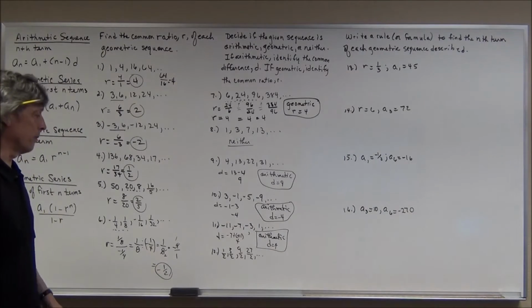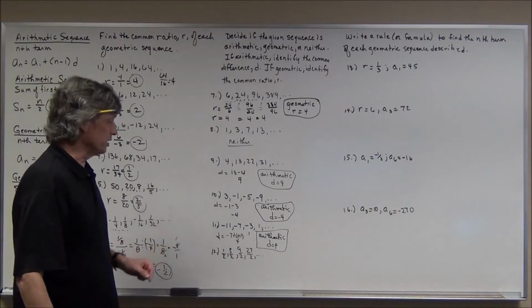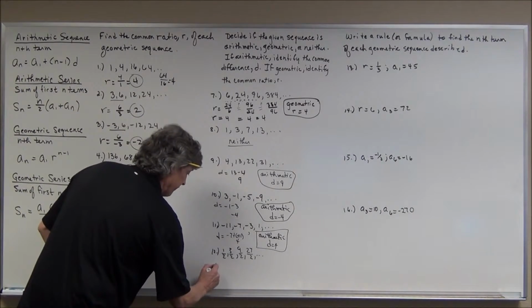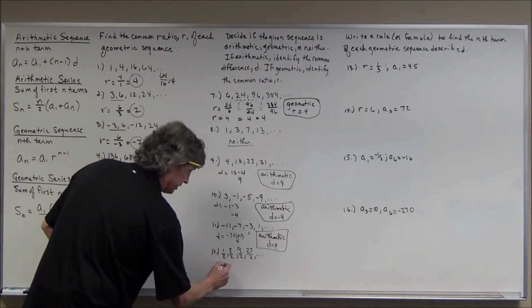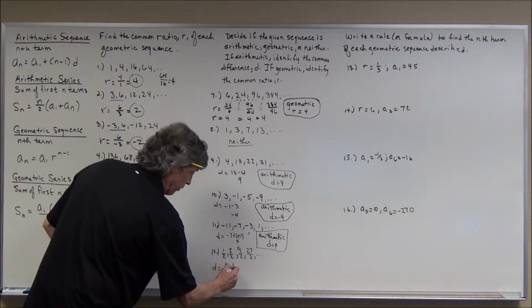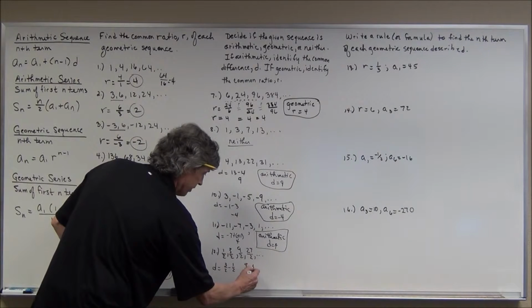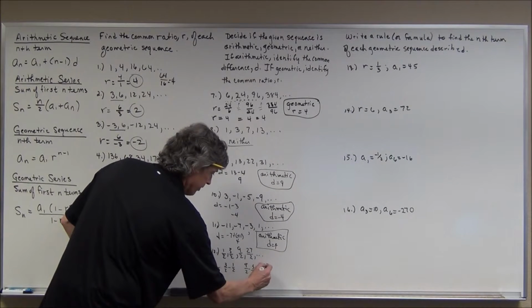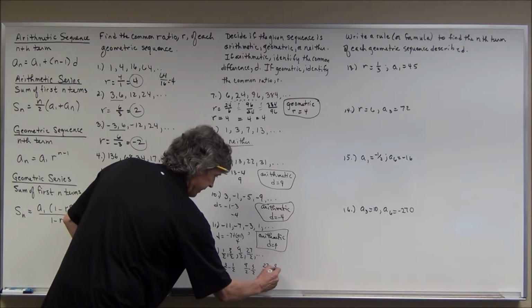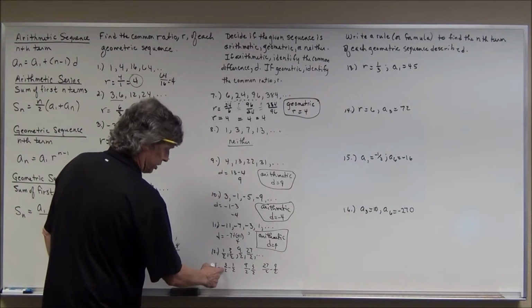Next one up. Whoa, what a pain this is going to be. First I'm going to check to see if it's arithmetic. If it is, it has a common difference. So that would be the second one minus the first one. The third one minus the second one. The fourth one minus the third one. Well, this doesn't look like this is going to work.